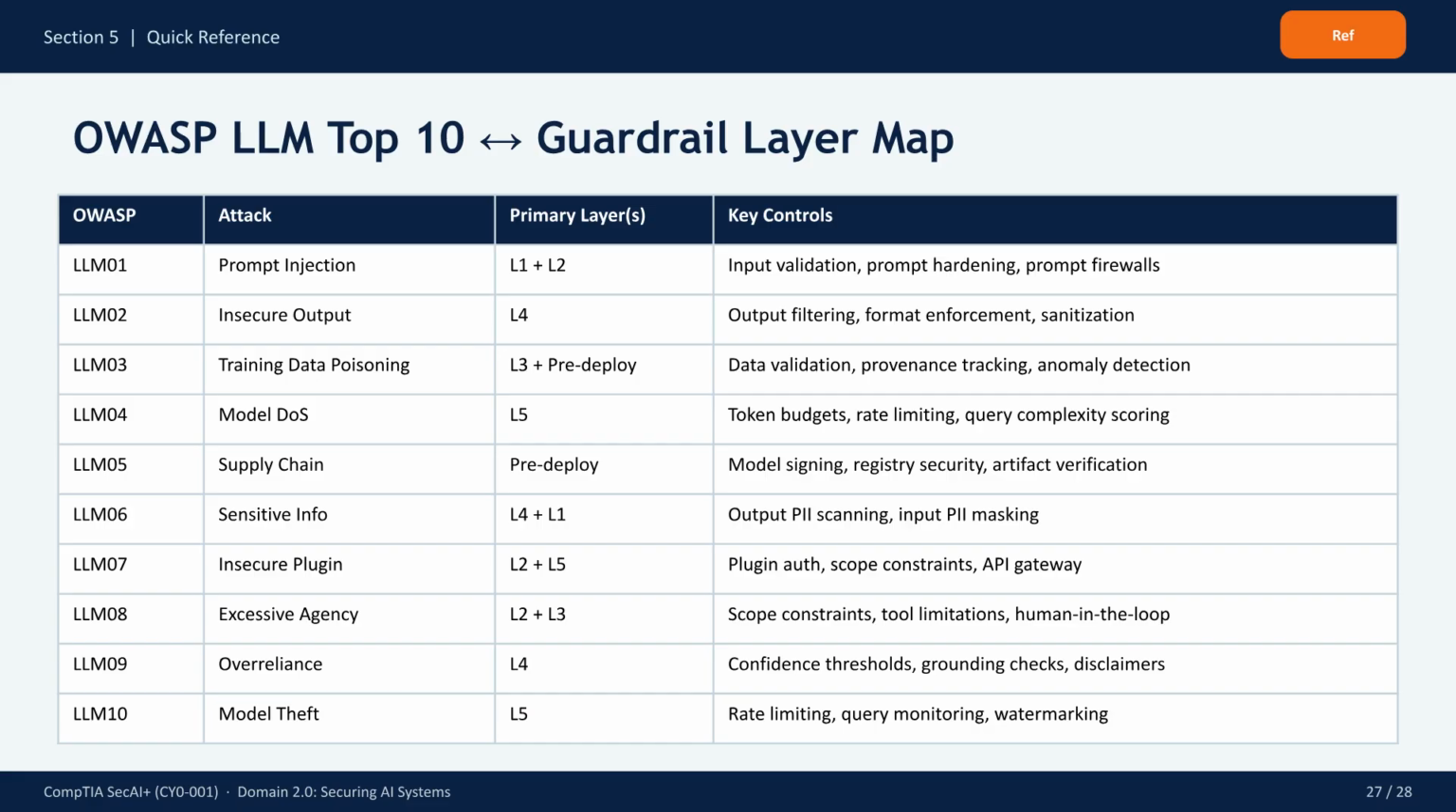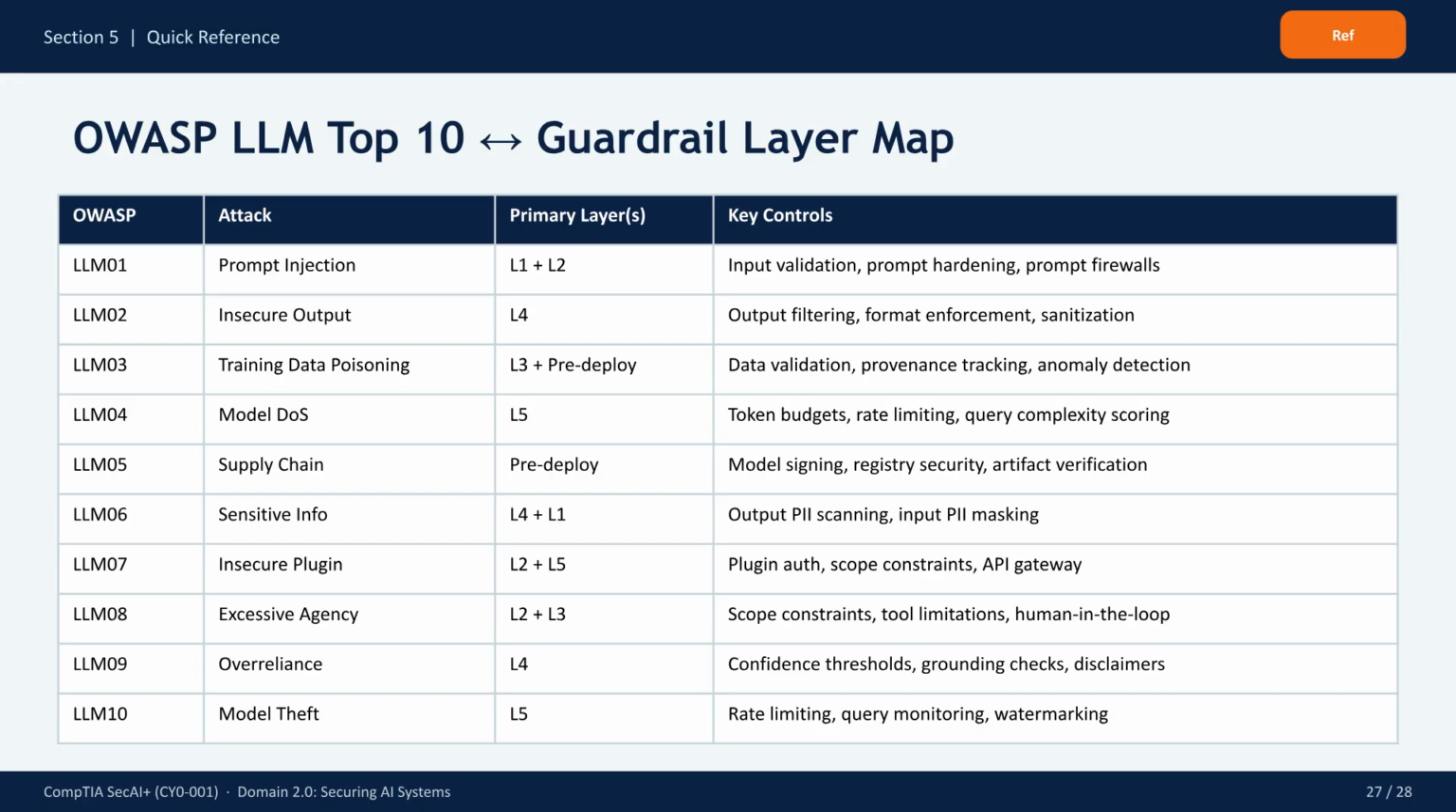LLM03, training data poisoning, is a pre-deployment concern addressed through data validation and provenance tracking. LLM04, model denial of service, is defended at layer 5 with token budgets, rate limiting, and complexity scoring. LLM05, supply chain vulnerabilities, is another pre-deployment concern requiring model signing and artifact verification. LLM06, sensitive information disclosure, spans layers 1 and 4 with PII masking on input and PII scanning on output.